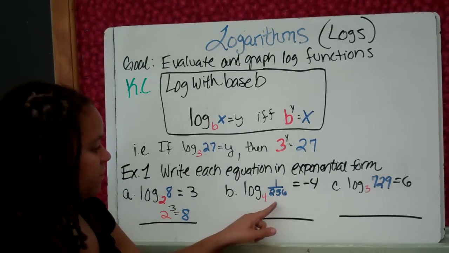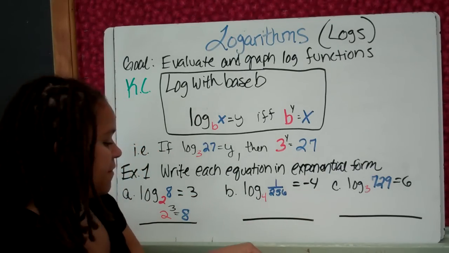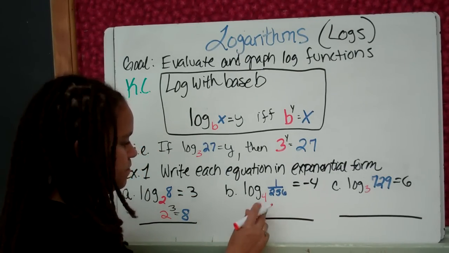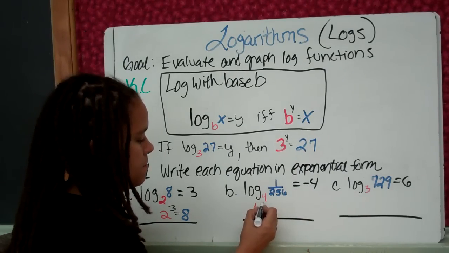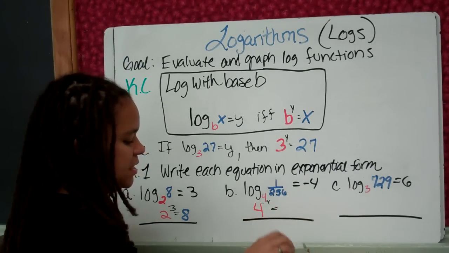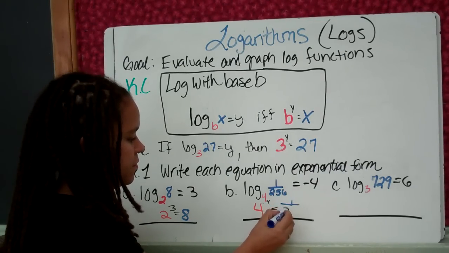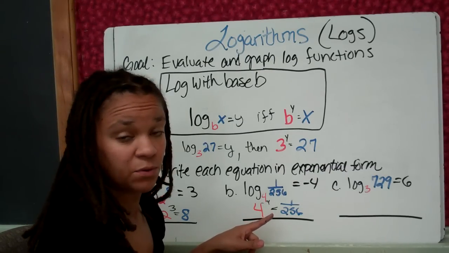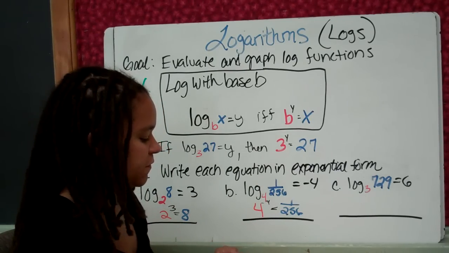So log base 4 of 1 over 256 is equal to negative 4. That means 4, so the base to the power of the answer, so to the power of negative 4, is equal to 1 over 256. And that makes sense because if you have a negative exponent, it's 1 over 4 to the positive 4, which would be 256.